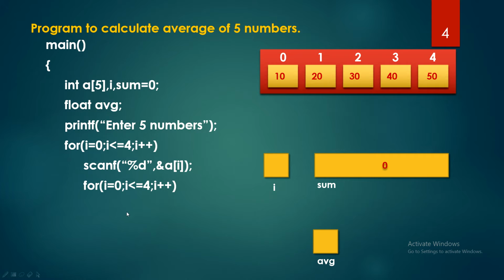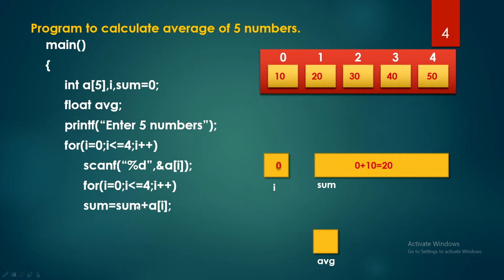So first, again, I start one for loop. I equals 0, sum equals sum plus a[i]. So the first time when i equals 0, what is the value of sum? The first time I initialized it by 0. So 0 plus a[i]. a[i] means a[0]. a[0] means what? 10. So the first time the value of sum is 0 plus 10.